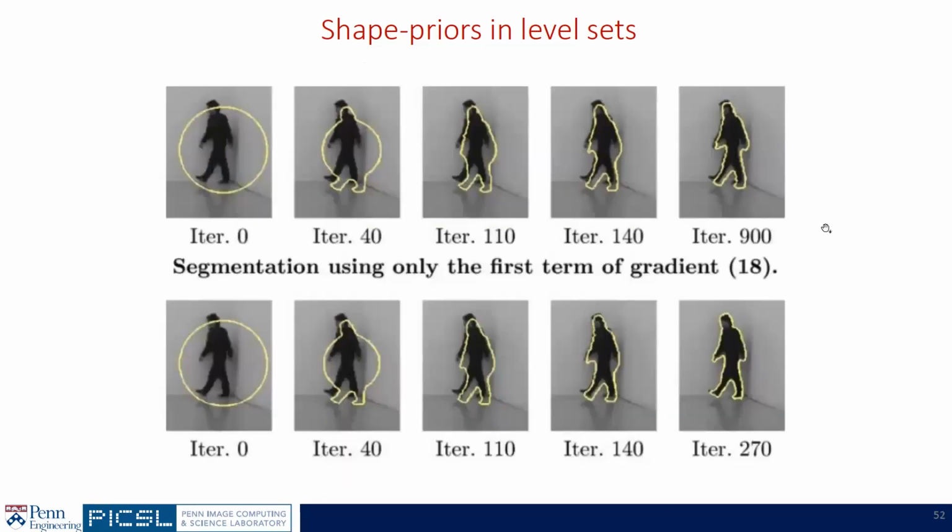And again, the same idea holds over here. On the top row, it's without the shape prior, segmenting this human. As you go through the iterations, it stops way before it, right? It sees that there are gradients over here, and the energy function just assumes that that's where it has to stop, so it just stops over here, same with here. But if you put a shape prior into the energy function, then it is able to segment it much more properly.